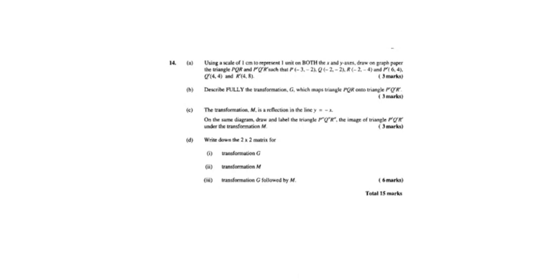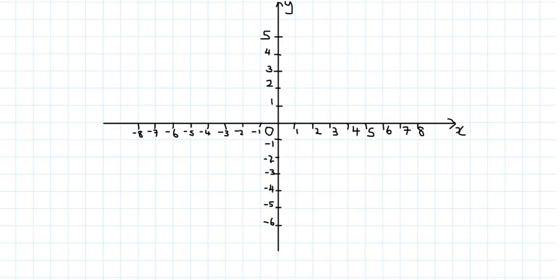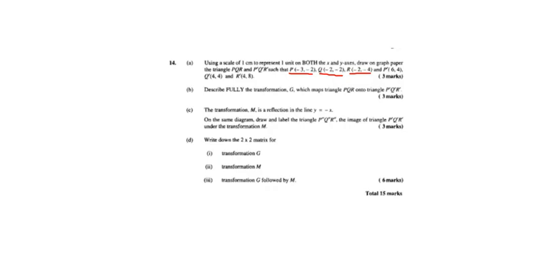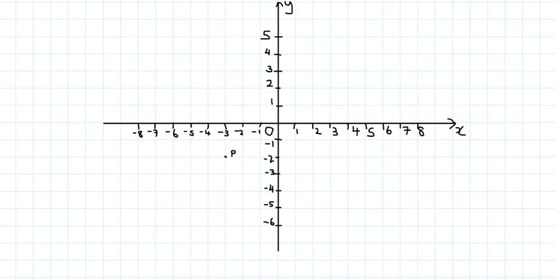Alright, so they said that the coordinates of PQR, P has coordinates -3, -2, Q has coordinates -2, -2, and R has coordinates -2, -4. So I'm going to go across to my grid and I'm going to plot those three respective points, starting with P, which is -3, -2. So -3, -2 over here. It's point P. They said point Q is -2, -2. So we look for -2.